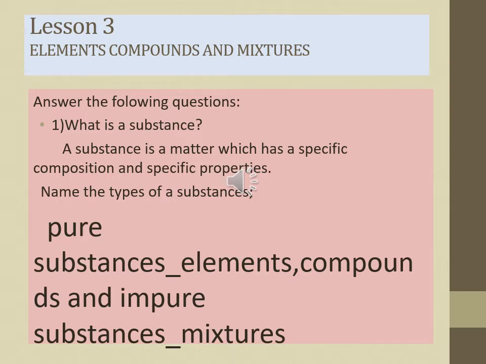Write together. Name the types of substances: pure substances, elements, compounds, and impure substances, mixtures. Write fast. While writing, you read the word and read the spelling also. That is very easy to memorize these all.